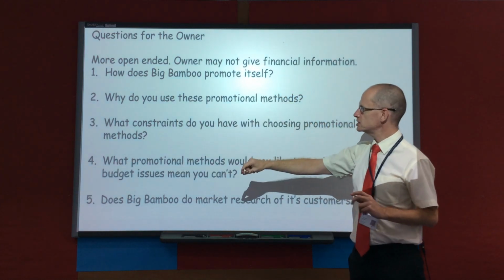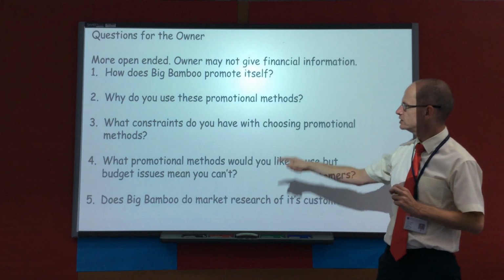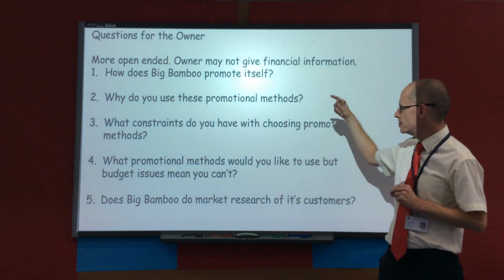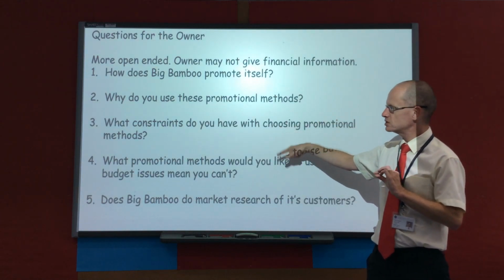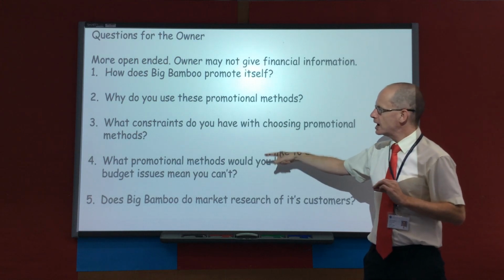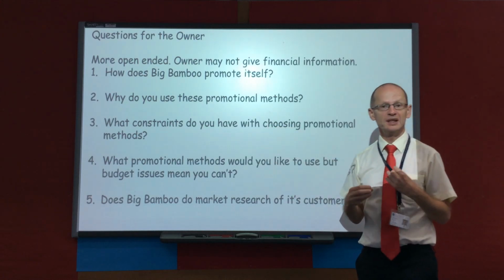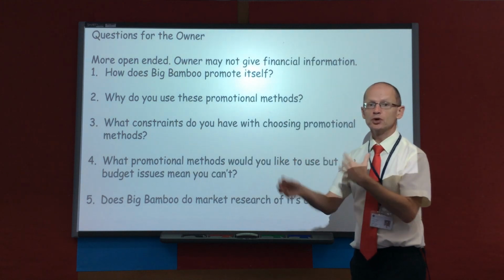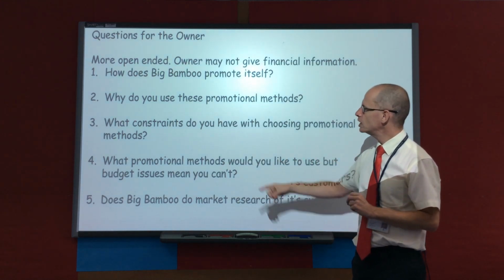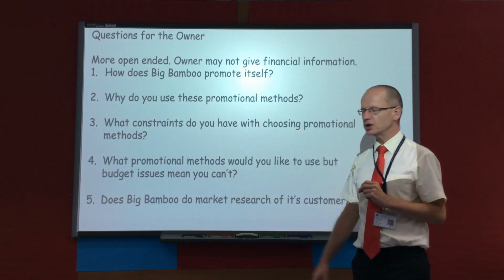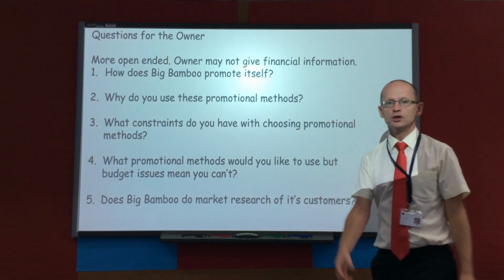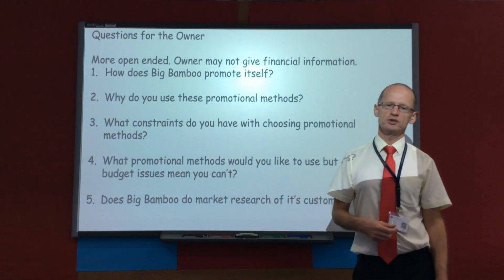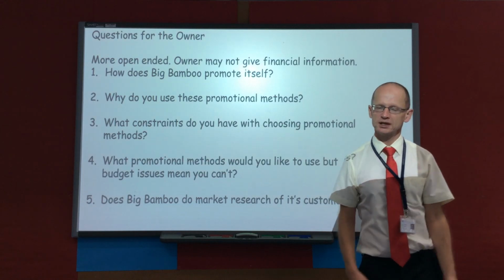As you can see in the first question, why do they use those methods? The constraints, that might be, question 3 and question 4 are a little bit similar. So the constraints could also be to do with maybe his lack of skills. Alright, maybe he doesn't have a very big support team who can create advertisements and what have you. This is linked to the budget, and this is obviously, does the business do any sort of market research to find out what type of promotional activities people like.